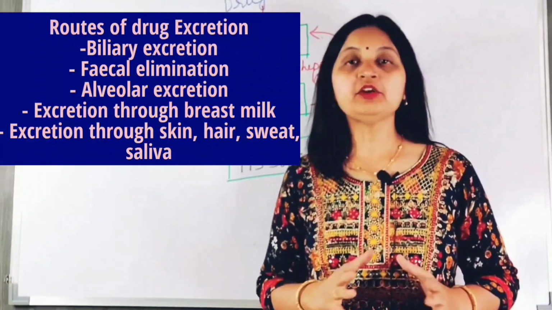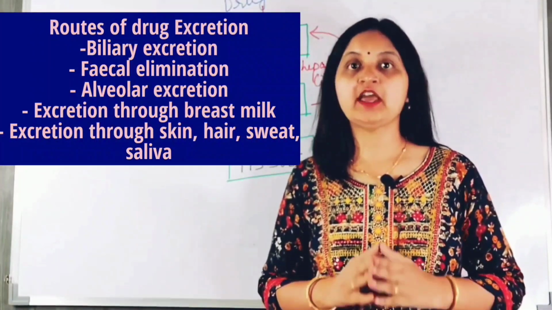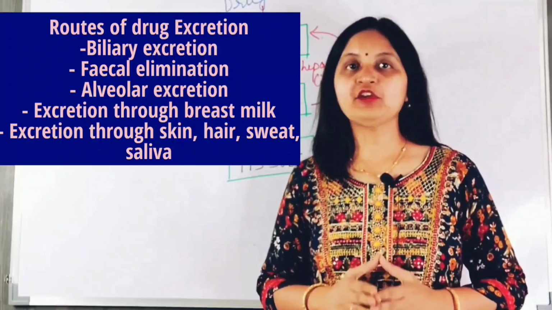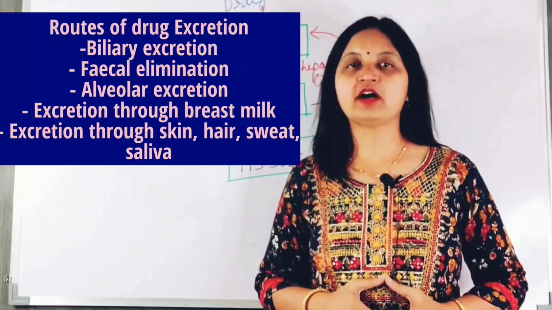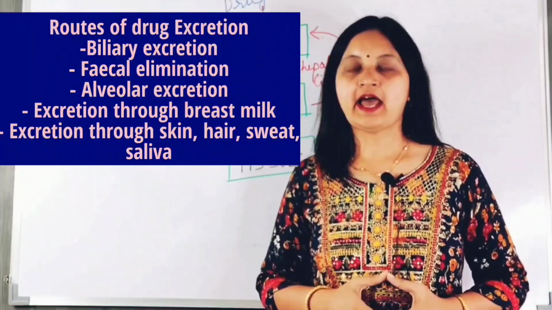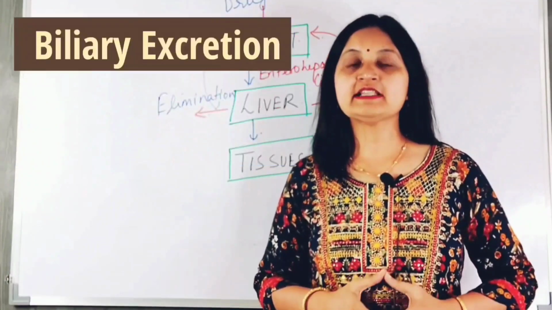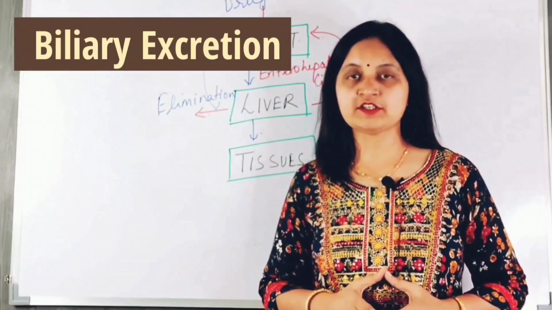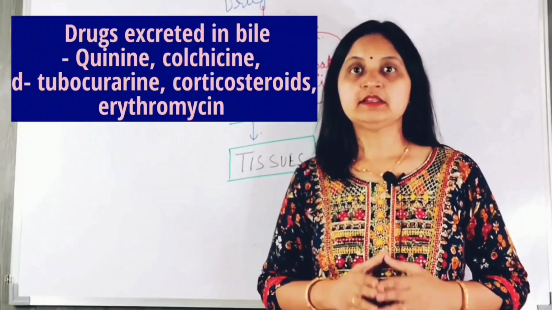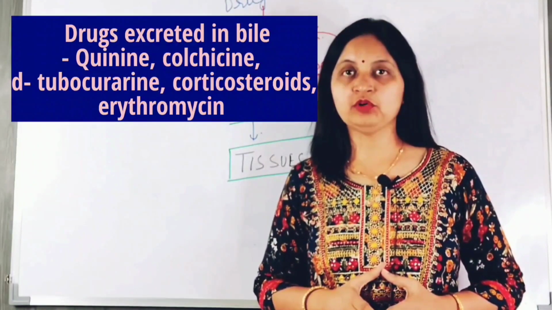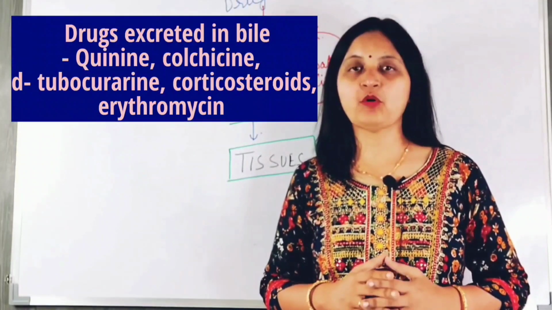As we have learned, the kidney is the major organ that is responsible for excretion of drugs. The other routes of drug excretion are biliary excretion and enterohepatic circulation, fecal elimination of drugs, alveolar excretion, excretion of drugs through breast milk, and excretion of drugs through skin, hair, nails, and sweat and saliva. Coming to biliary excretion, liver cells excrete drugs and endogenous substances from the plasma into the bile by means of transport systems. The drugs that are eliminated through bile include quinine, colchicine, D-tubocurarine, corticosteroids, and erythromycin.